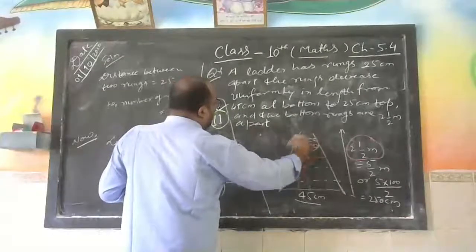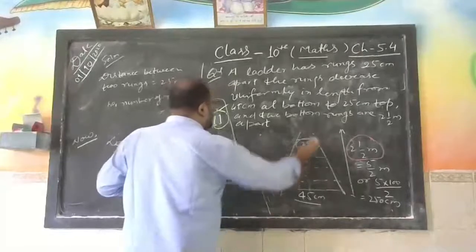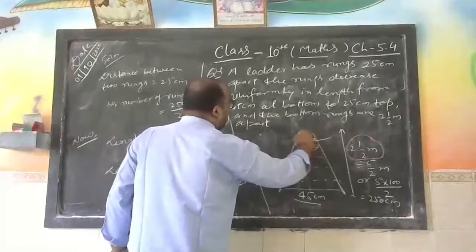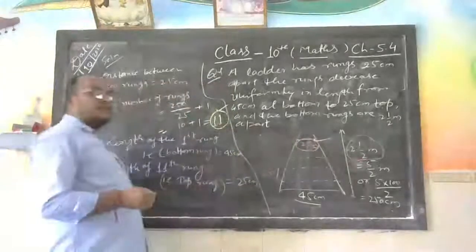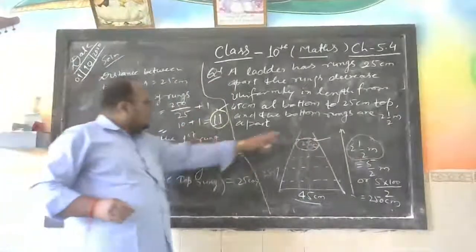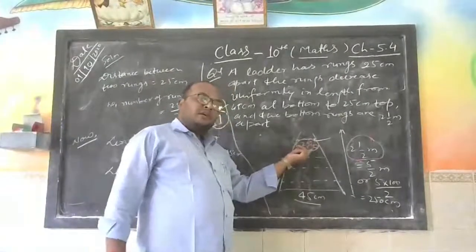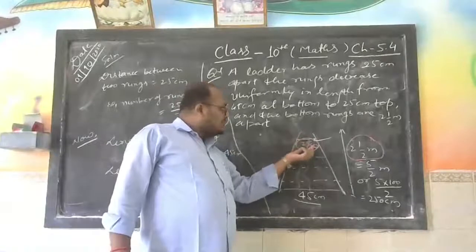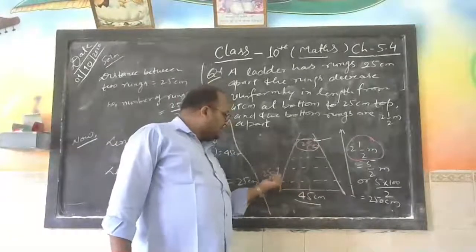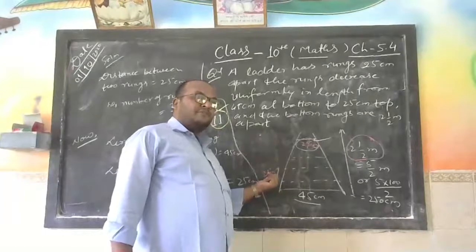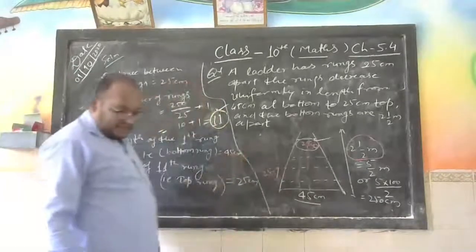So the topmost rung length will be 25 because it is the last, and the total rungs we have calculated here is 11. So this is the last one, the 11th rung, and its length is 25, and the bottom level is 45, and the difference between two rungs is 25 centimeters. It is already mentioned in the question.